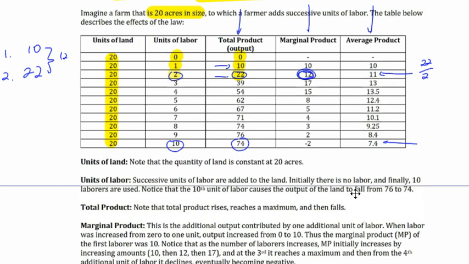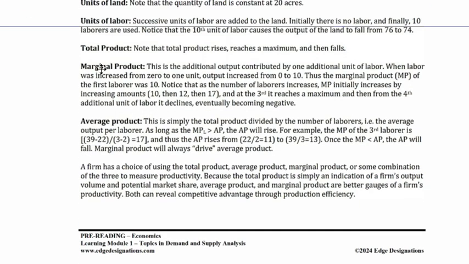What do you notice? As I move from 9 laborers to 10 laborers, my total in fact goes from 76 to 74. I'm lowering, so you can see there's a -2. As a result of adding in an additional worker, number 10, my total output dropped. What would you say? Well, don't hire the 10th guy. We'll talk a little bit more about that.